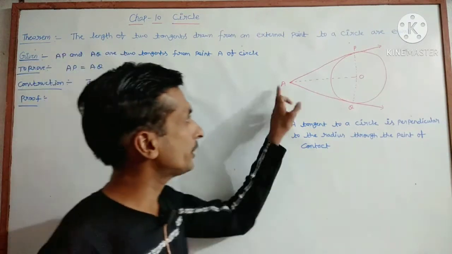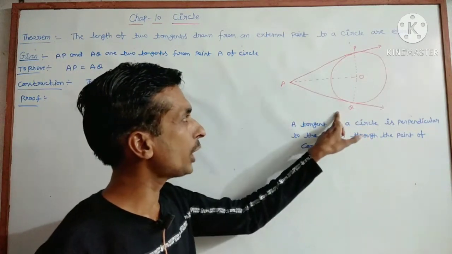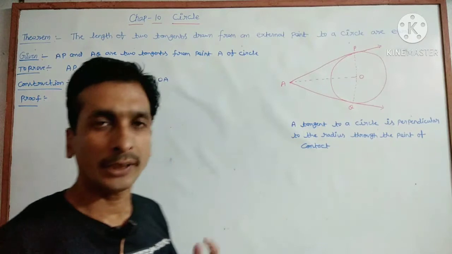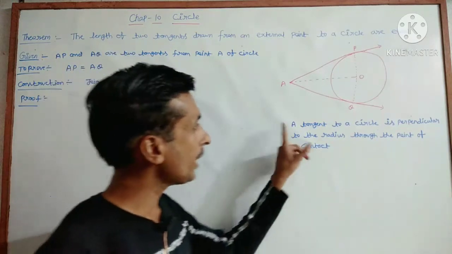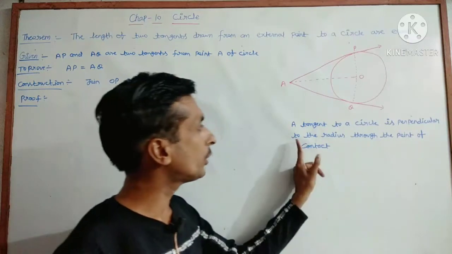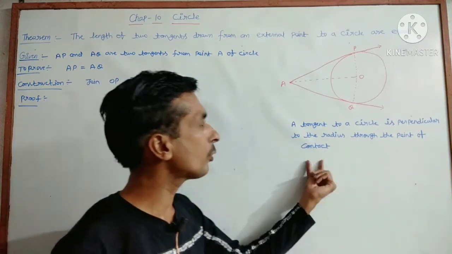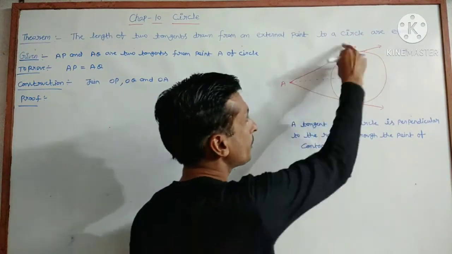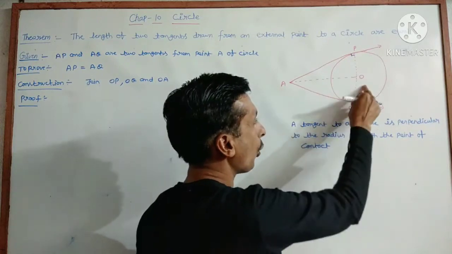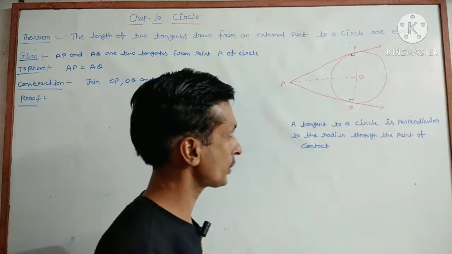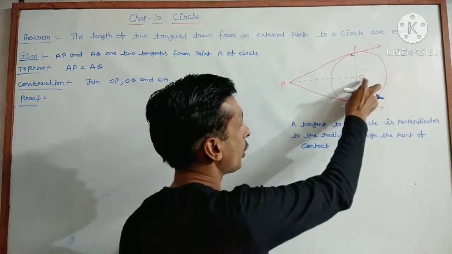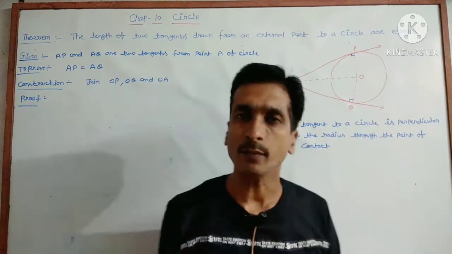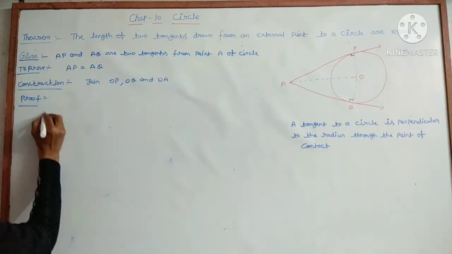Proof: there are two triangles, AOP and AOQ, and we have to prove them congruent. In congruence, we need three things. The first thing, you know well, a tangent to a circle is perpendicular to the radius through the point of contact, so it makes a 90 degree angle. Angle APO equals angle AQO equals 90 degrees. The second thing is AO common, and OP equals OQ, radii of the same circle. How to write? Look at this one.